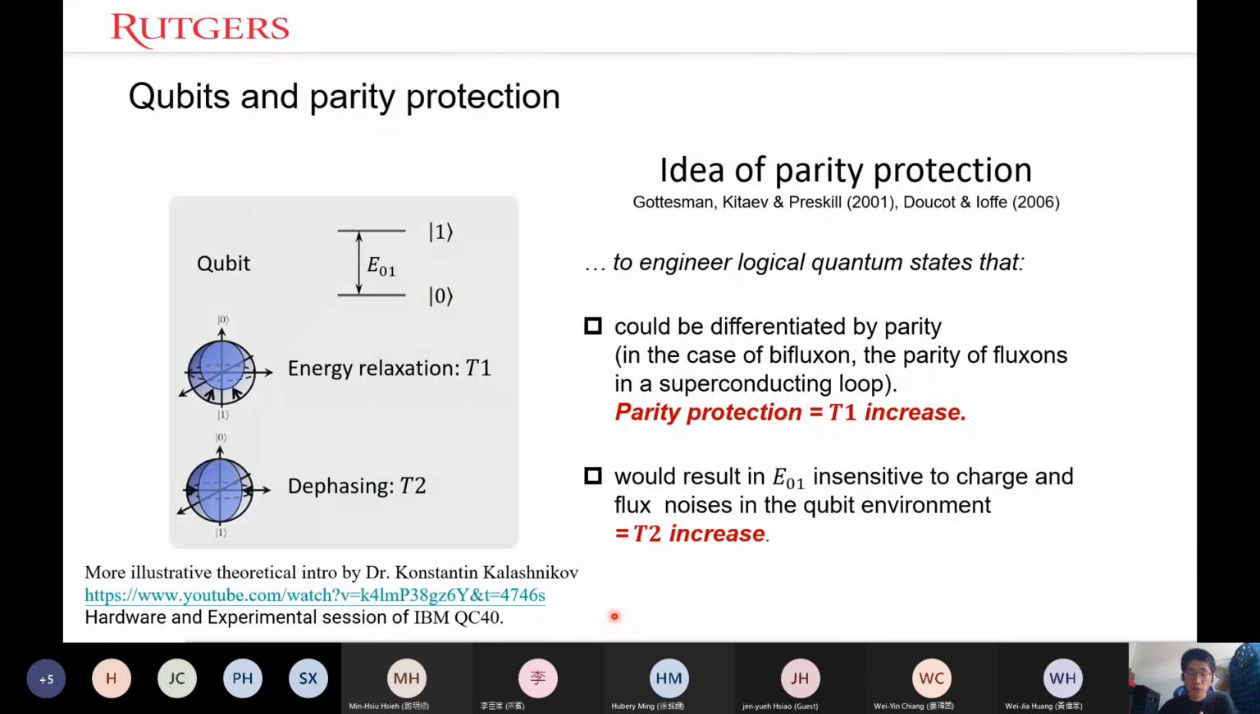But let me try to give you, at least from my point of view as an experimentalist, how I look at this problem, how I understand these protected qubits. The idea was proposed that qubit coherence can be protected by spatial symmetries if the logical states of the qubit correspond to different parity of either, for example, Cooper pairs, or as in our case, the number of fluxons in the superconducting loops, and this particular parity is protected. Then the energy relaxation can be suppressed against charge noise.